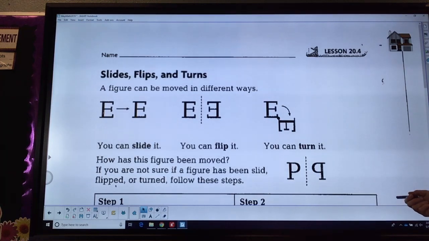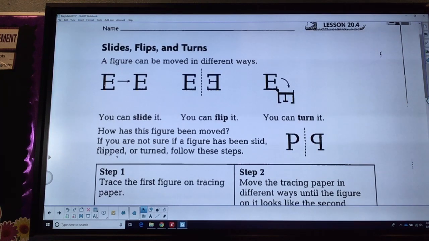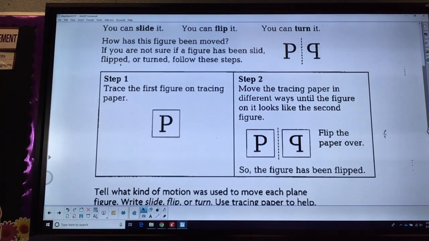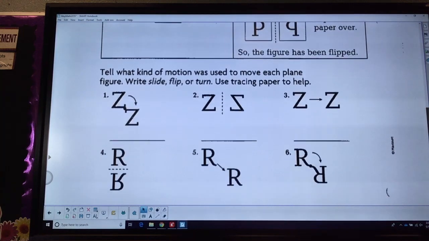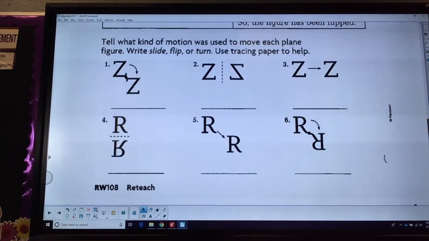You're probably going to want to do this side first. You've got your letter E, and they're doing all kinds of things to it. We can slide it, we can flip it, we can turn it. Remember, that's a translation, a reflection, and a rotation. And we're going to just tell how these figures have been moved. And it goes through, it reminds us how to figure those things out. And on the bottom here, you're just going to go ahead and tell me how it was moved, and whether it was a slide, flip, or a turn.